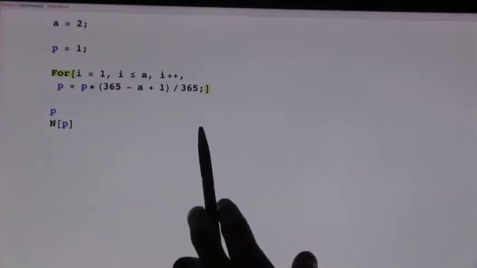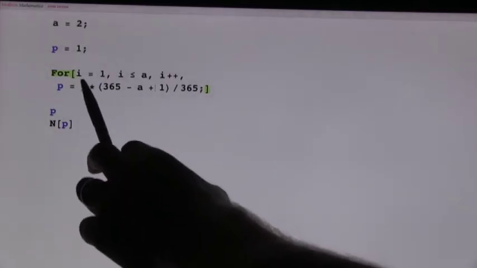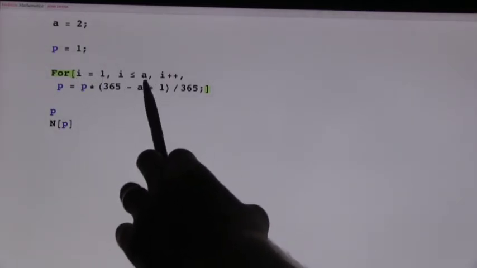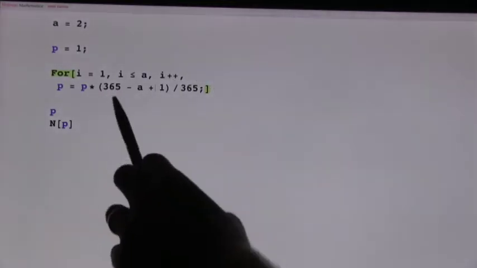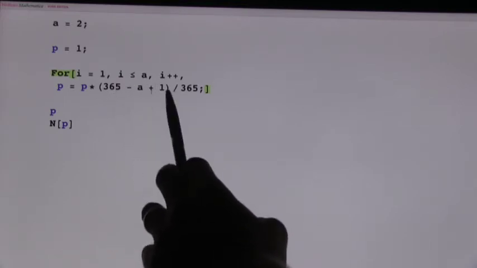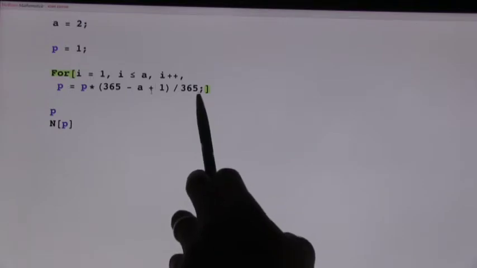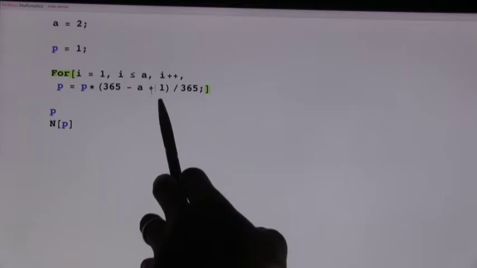Wouldn't it be over 365 to the a? Well, that's a good question. I'm multiplying through my for loop here. I have a steps: 1, 2, 3, 4, 5 up to a. So each time I multiply by 365. For the first person, I multiply by 365 minus 1 plus 1, so 365 over 365. For the second person, I multiply by 365 minus 2 plus 1, which is 364 over 365, here for 2 people. When I do the evaluation here, hopefully we get 364 over 365.